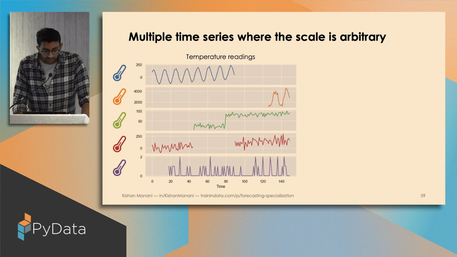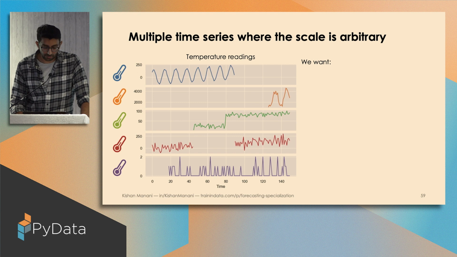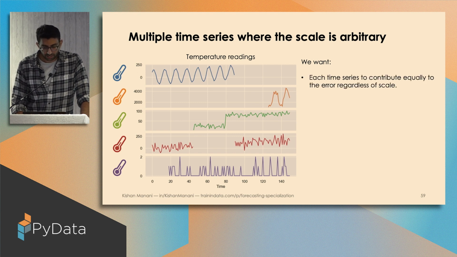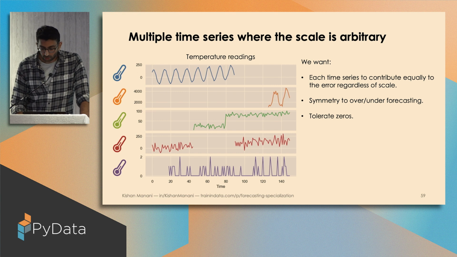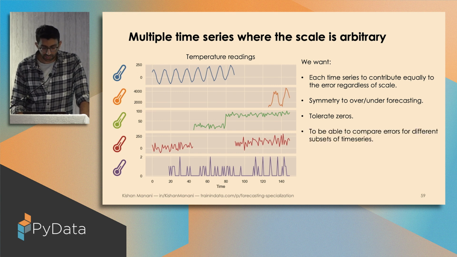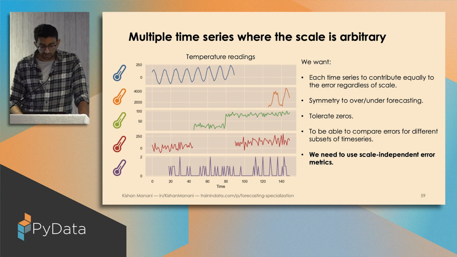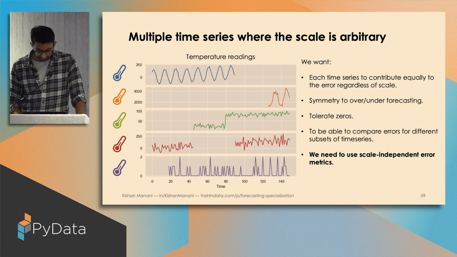So what if we're dealing with multiple time series where the scale is arbitrary? We might have a bunch of sensors reading temperature, and the scale is not that important. So what we want from our error metric is we want each time series to contribute equally regardless of scale. We want symmetry to over and under forecasting typically. We still might want to be tolerant to zeros, and we want to be able to compare errors for different subsets of time series again. So we need to use what are called scale-independent error metrics. And so I need to introduce a couple of those.